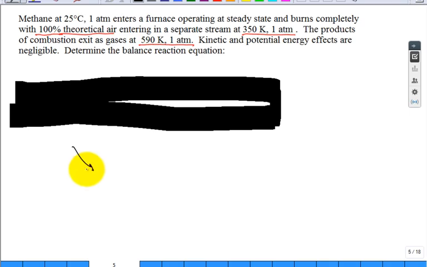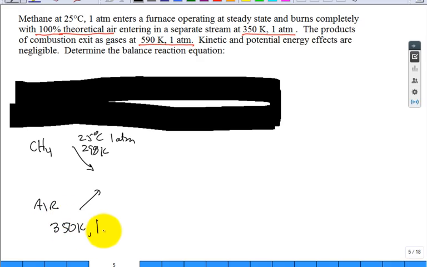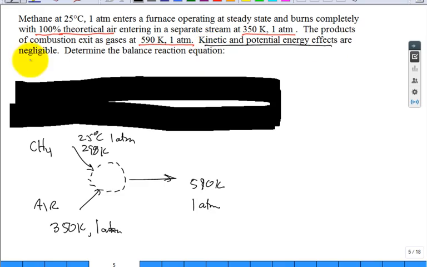You have methane, CH4. It's at 25 degrees C, 1 atm. Might as well put 298 Kelvin right there. Then we have air, and it comes in not at 298 Kelvin, but 350 Kelvin, a little warmer, at 1 atm. And then out of the combustion chamber, the products all exit at 590 Kelvin. It's still 1 atm. Kinetic and potential energy effects are negligible. I'm so glad that's true. Simplifies it.